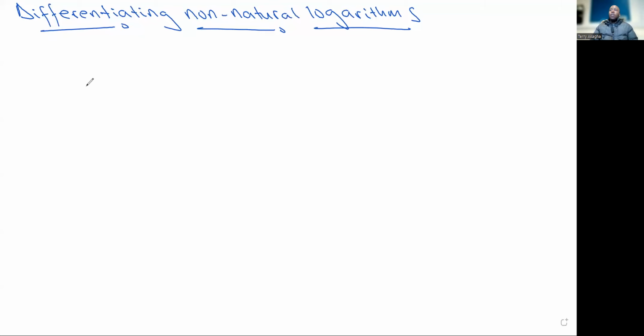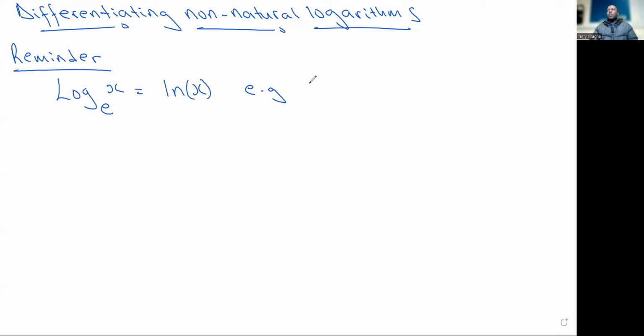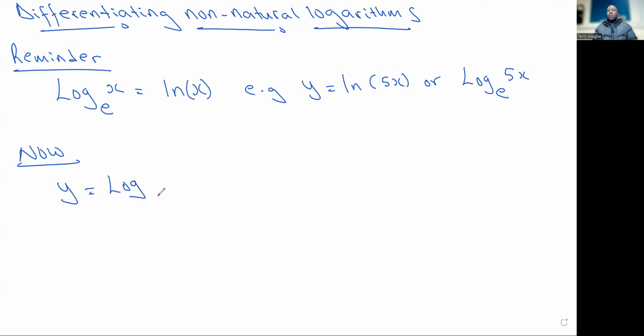So in the previous videos, we talked about how to differentiate natural logarithm, where we talked about log e, or you can call it ln x. So when you have something like y is equal to ln 5x, or you can write it as y equals log to base e of 5x, it is the same thing. Now, what we want to talk about is how to find y is equal to, instead of having log to base e, log to base a of a particular function.